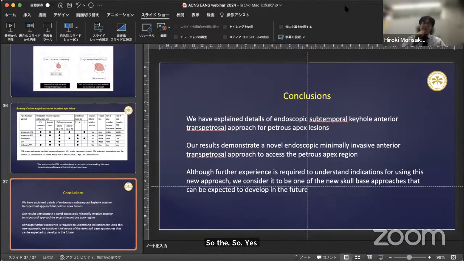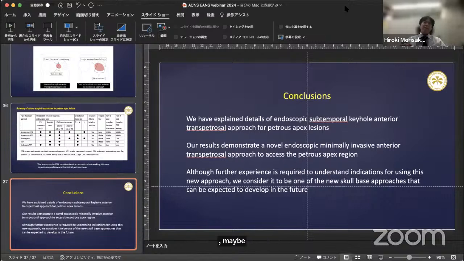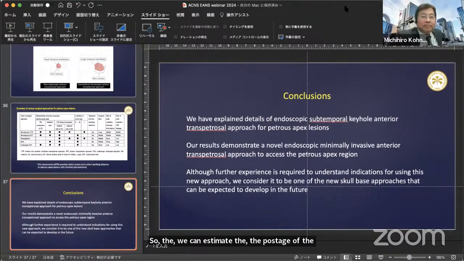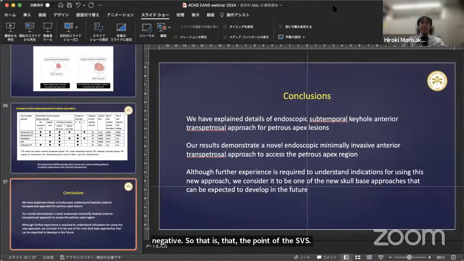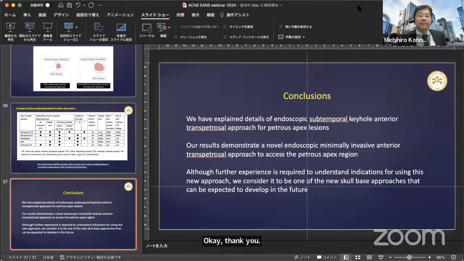Maybe I thought the exposure of the Meckel's cave is very important. So we can estimate the posterior edge of the Meckel's cave. So that is the ligation point of the SPS. Maybe as much anterior as possible is better. Okay. Yes. Thank you. So Kohno sensei mentioned such a small window. It's quite difficult to ligate. Yes. But Morisawa sensei, you can.